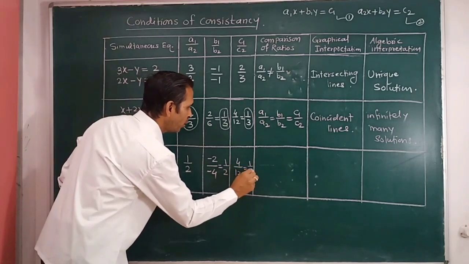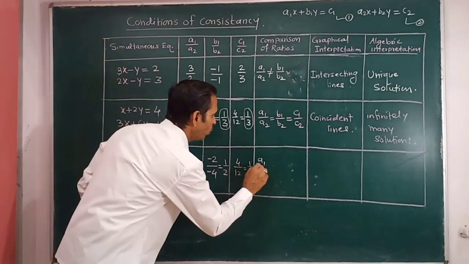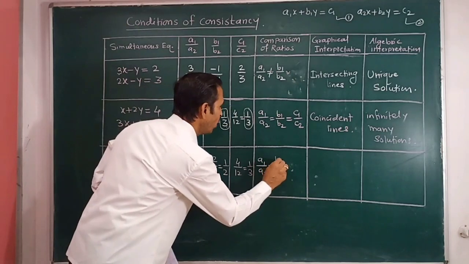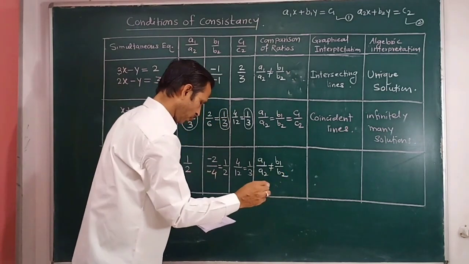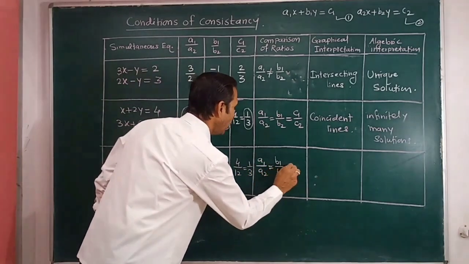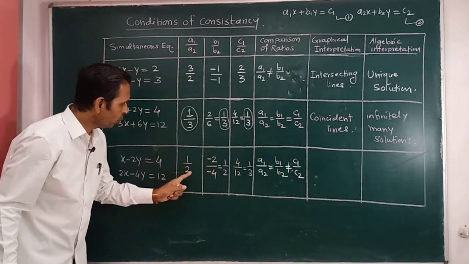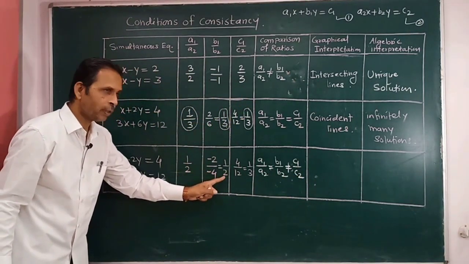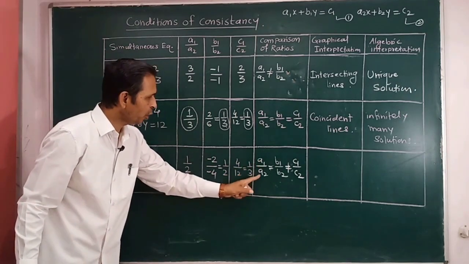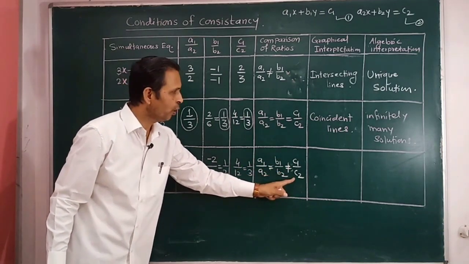That means 1 upon 3. Now here, what happens? A1 upon A2 is equal to B1 upon B2 and not equal to C1 upon C2. This is A1 upon A2, this is B1 upon B2, and this is C1 upon C2. So A1 upon A2 is equal to B1 upon B2 is not equal to C1 upon C2.